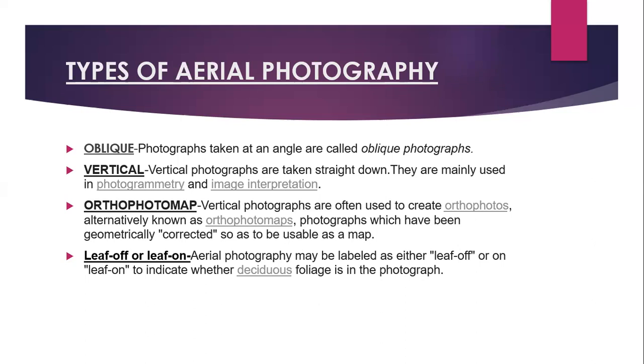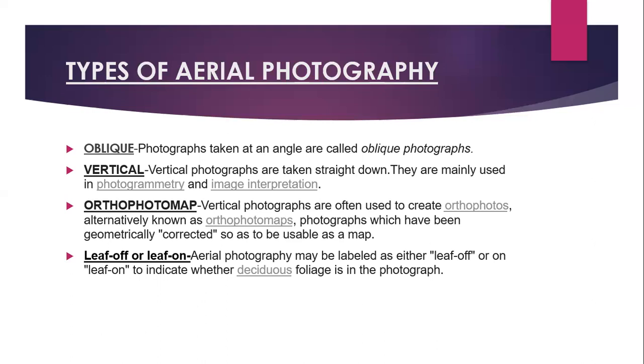First one is oblique photography, that is, photographs which are taken at an angle are called oblique photographs. That means any angle, it can be a 60-degree angle. That means it should be oblique. It should not be a straight line. It should not be a 90-degree angle, because if it is 90-degree or 180-degree, then it becomes a straight line. So it's not a straight photograph, it is an oblique photograph. That means any photographs taken at any angle.